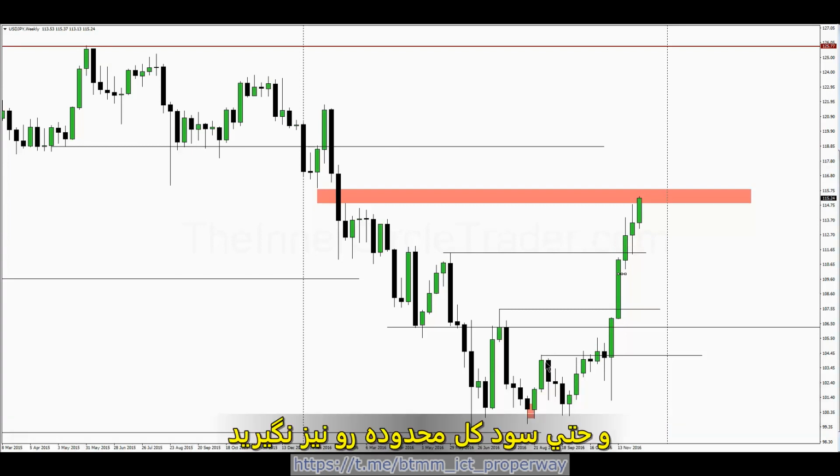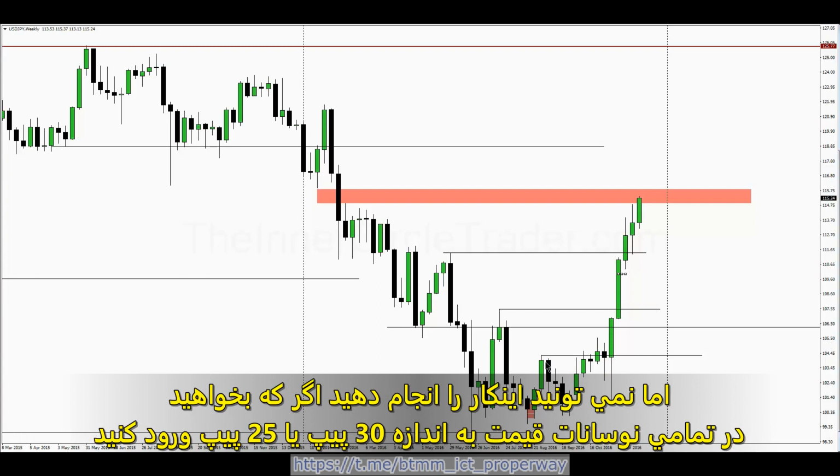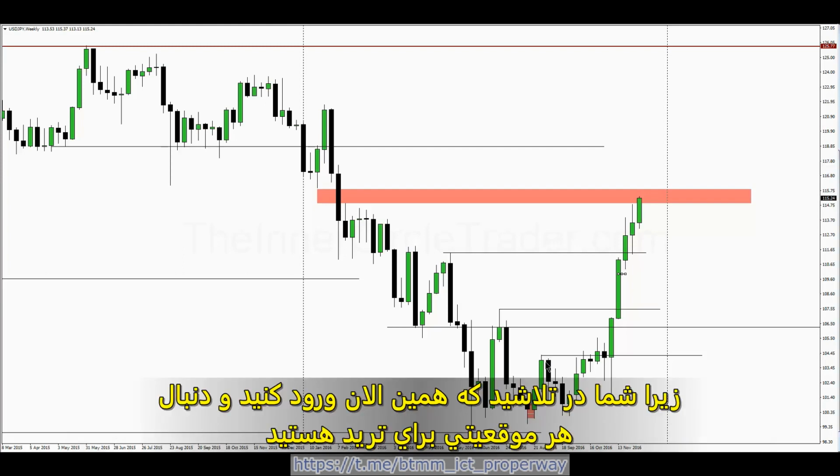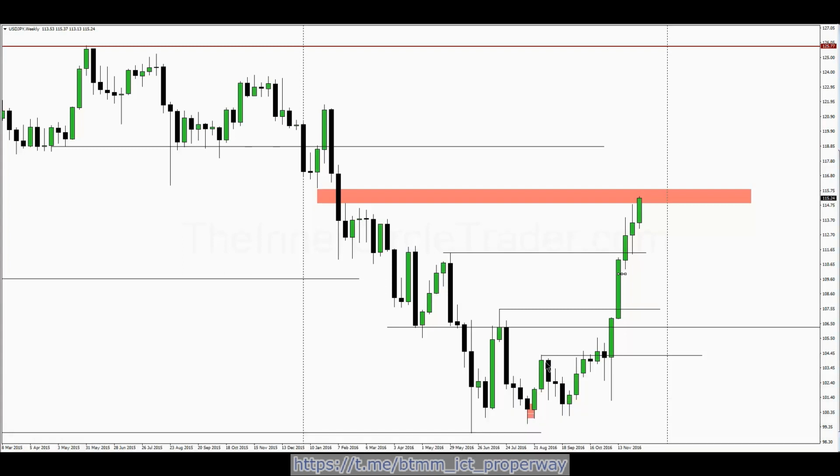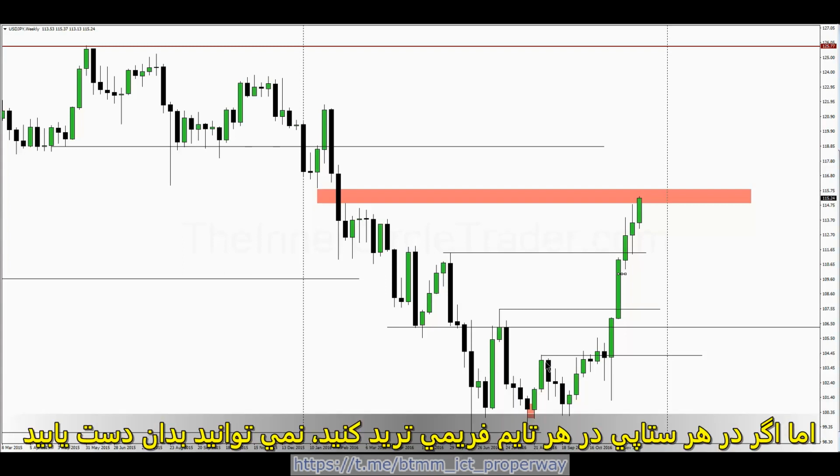But you can't do that if you try to do every entry on every 30 pip or 25 pip price swing, because you're trying to get in right now and looking for anything to get you in. If you're much more selective in your setups, you're going to trade a lot less, but your setups are going to be a lot more choice. They're going to be more potent, with a lot more likelihood of panning out in your favor. But you can't do that if you trade every single setup in every time frame.